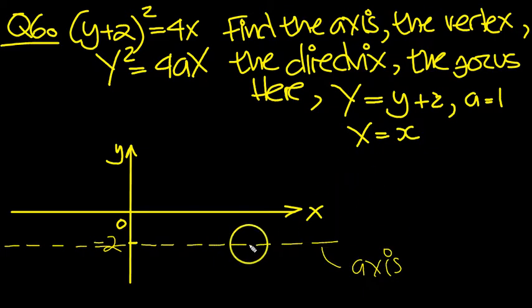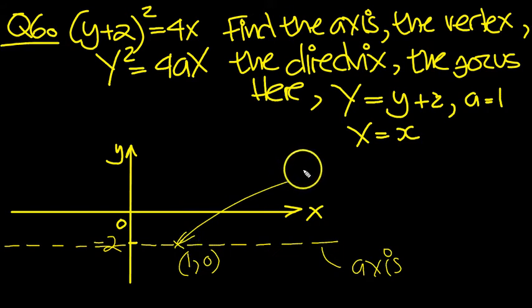Now, a is 1, so our focus is here on the axis of the parabola, at a distance from the vertex of 1 unit, so it would be (1, 0). And this is the focus. And then the vertex will be here, won't it?